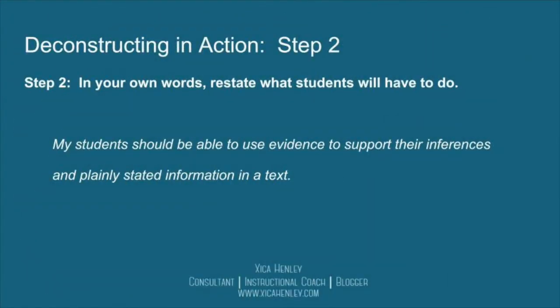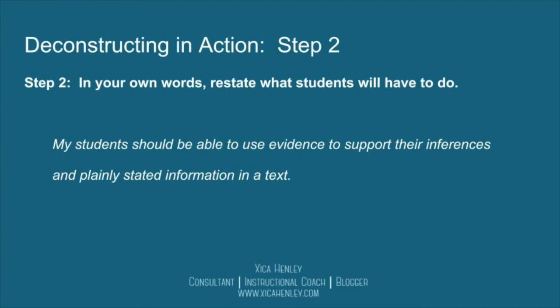Now that you've had a few moments to review your standard, to just get a high-level overview of what the expectations are, we can move on to step number 2 of deconstructing, which is to, in your own words, restate what students will have to do. So, after reviewing my standard, I've determined that my students should be able to use evidence to support their inferences and plainly stated information from a text. That's essentially what this particular standard is asking my students to do.